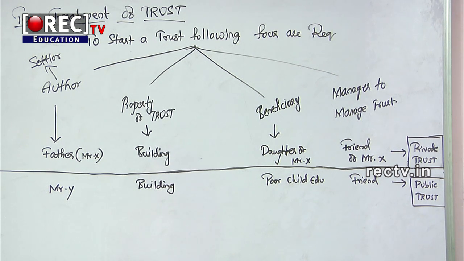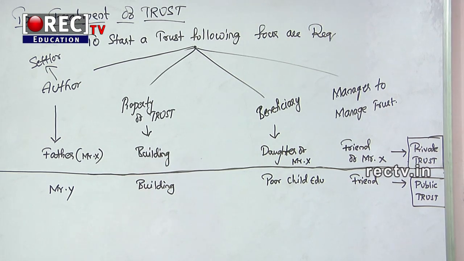Now let us see another example, that here Mr. Y, suppose you take Chiranjeevi, has a building and he is providing education to poor children. Therefore they are the beneficiaries, and it is managed by his friend. Now here the beneficiary is poor child education, that is, in the whole of India, the benefit goes to poor child education. So it is called a public charitable trust.